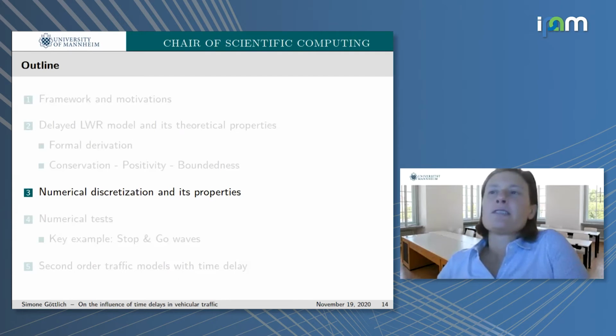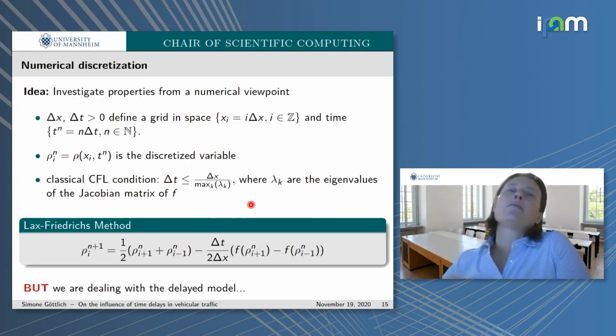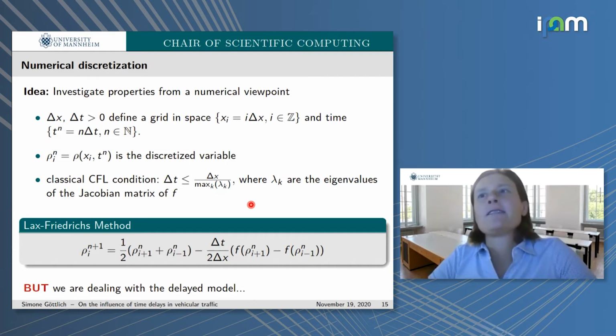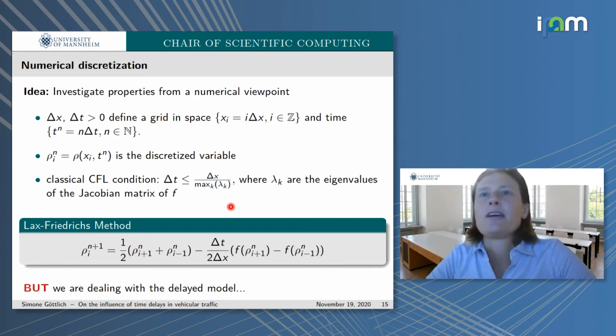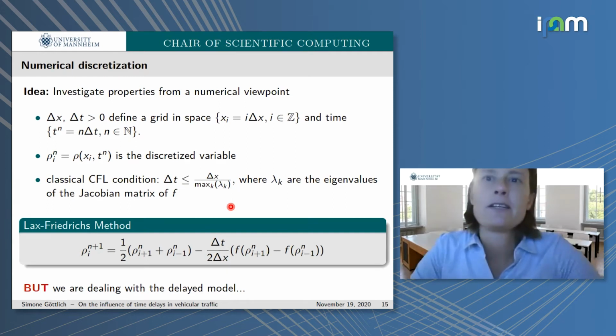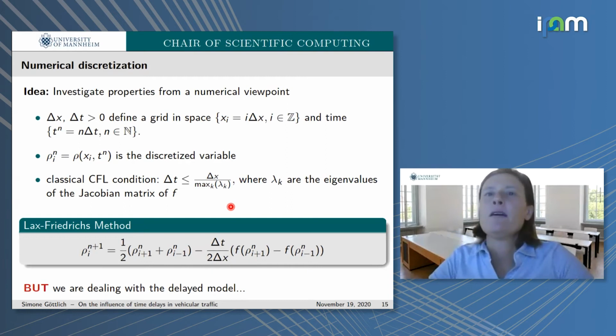So, numerical discretization and properties. Now the idea is to investigate these properties I've shown you from a numerical viewpoint, meaning we have to introduce a grid in space and time, and we need to introduce discretized variables as done here. And remember, we have a CFL condition, a stability condition we have to satisfy. And if we would now apply some Lax-Friedrichs method as it's written here, you can think of how this method can be applied in the delayed setting.